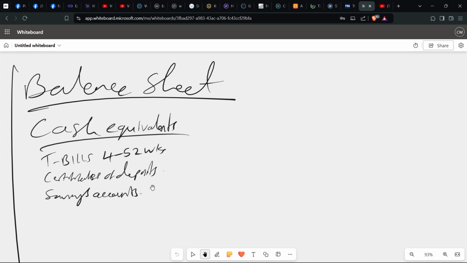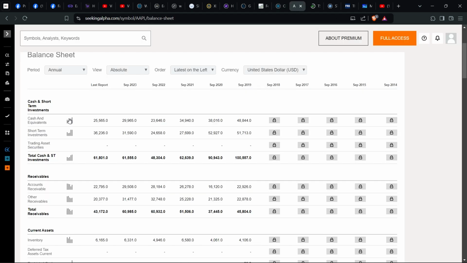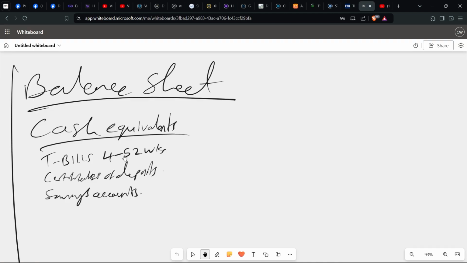The reason why cash equivalents exist is because of inflation, of course. If you keep money in the bank, and remember we are discussing billions here, you can see here cash and cash equivalents: $25 billion, $29 billion, $23 billion, $34 billion. We are talking in terms of billions. So if the company keeps money in the bank and that money depreciates because of inflation, the company will be losing hundreds of millions. That's a very bad situation to be in.